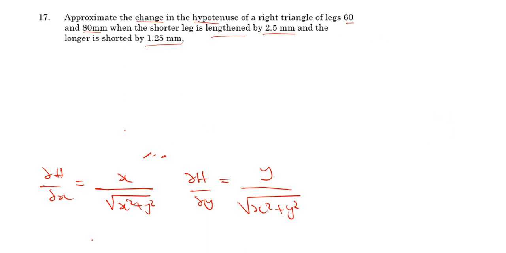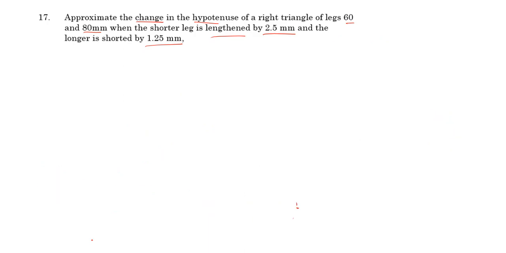So okay, let me erase everything else. We'll come back to that. So now the initial leg length that we have, of course, is x at 60 millimeters. Then you have the y at 80 millimeters. This is what we've been given.